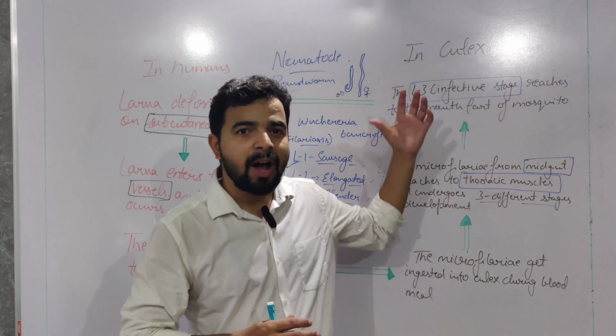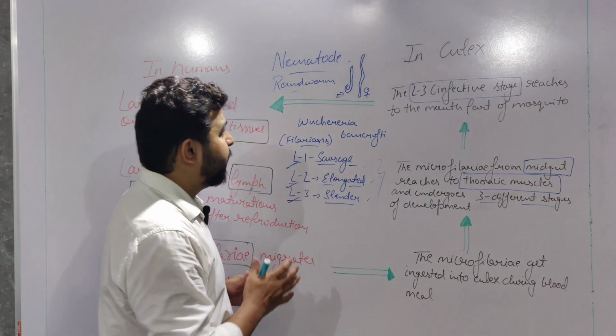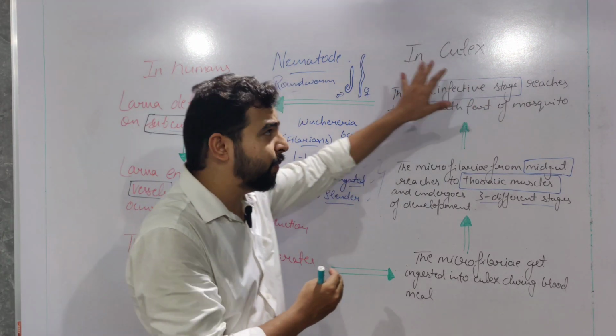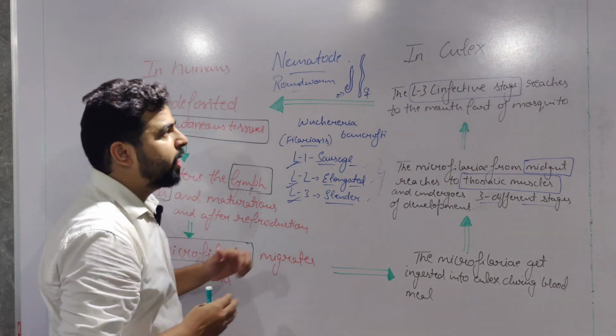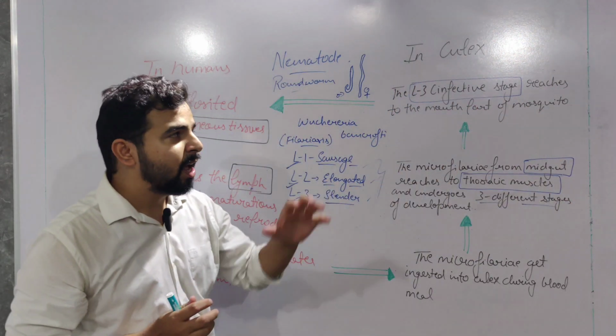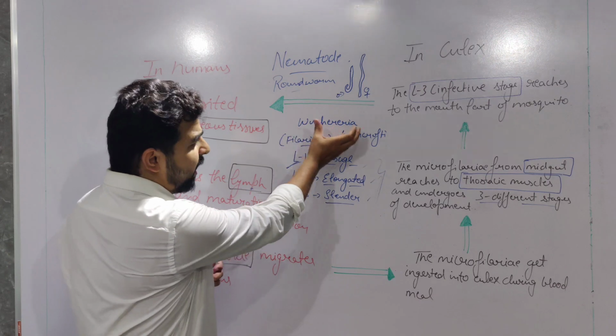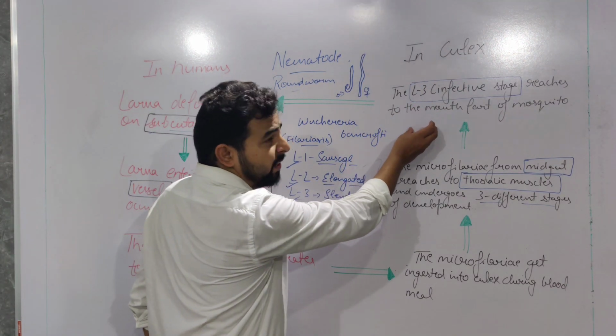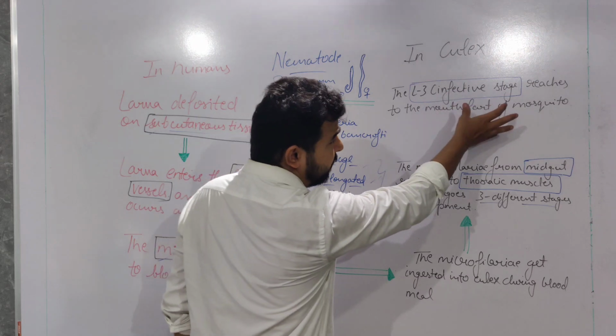So here we will see how this nematode, or roundworm, completes its life cycle using two hosts. One is a Culex mosquito and the other one is human. In Culex, we will see that it is acting as a transmitting vector. How W. bancrofti, which is a nematode, when it is in its third larval stage, is the infective stage.